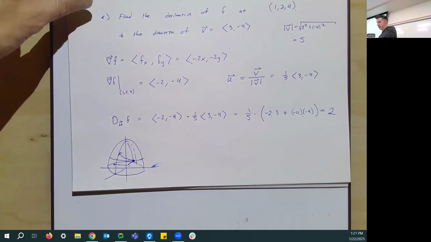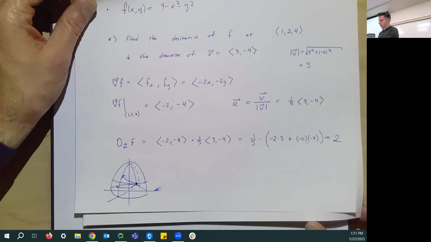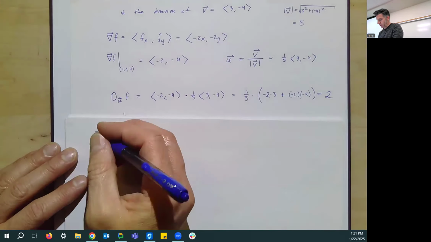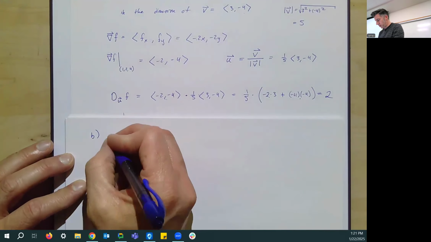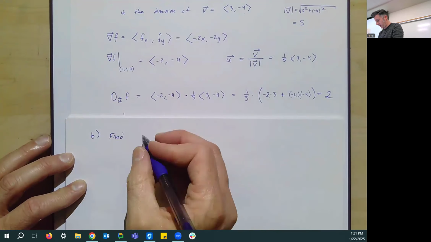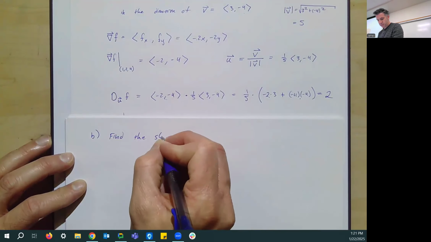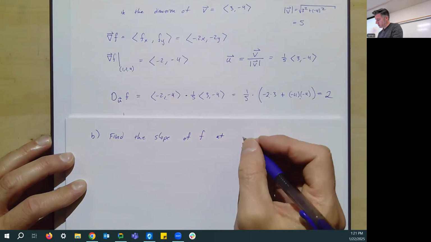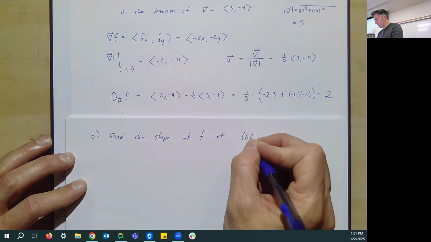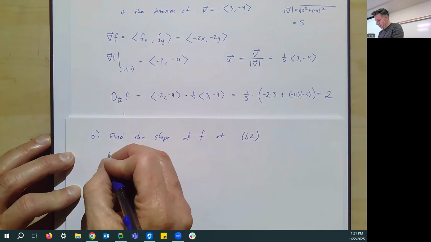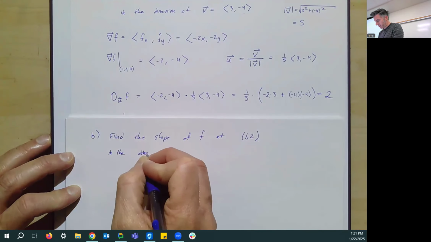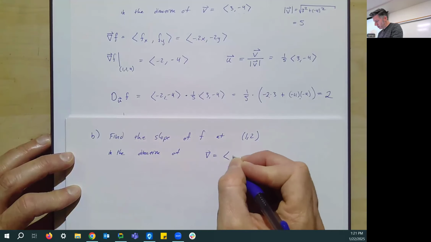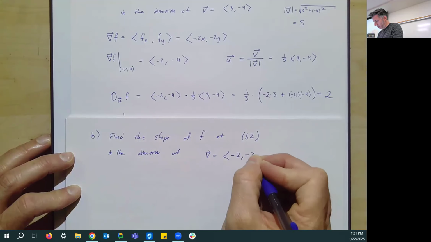Let's ask some more questions. In fact, why don't you all try this next one? The same question, except now, part B, I want you to find the derivative, aka the slope, of f. Now at the point, still 1 comma 2. I'll just write the 1 comma 2 this time. But now in the direction of v equal to negative 2 comma negative 3.